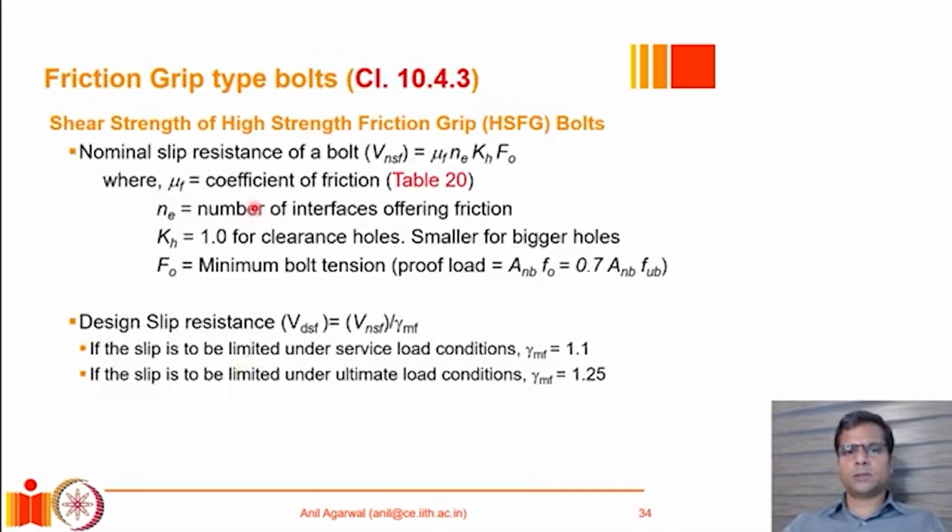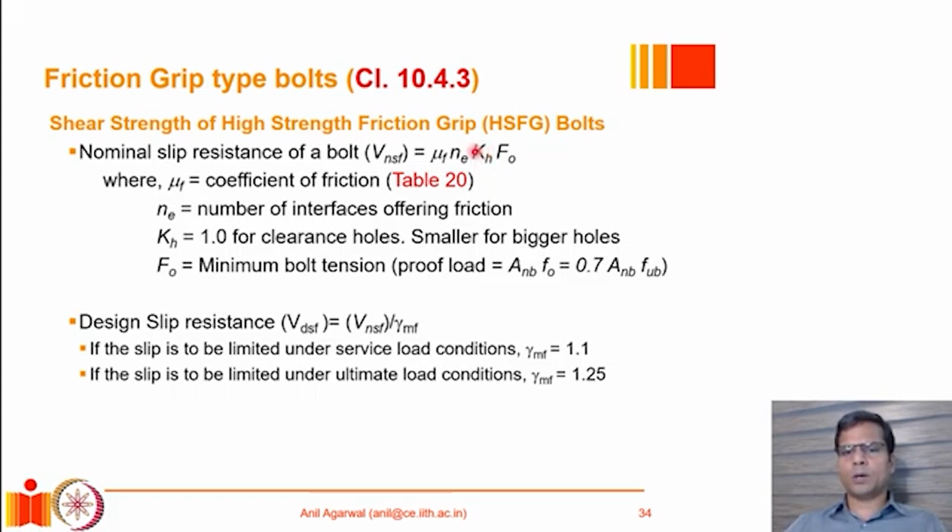So we will talk about how to design under such conditions. Since the plates are held in place through friction, the strength of that connection is basically a function of the friction force. The slip resistance of the bolt basically controls the strength of the connection. A single bolt has a strength equal to its slip resistance, which can be calculated as the friction coefficient between the plates multiplied by NE, where NE corresponds to the number of interfaces offering the friction.